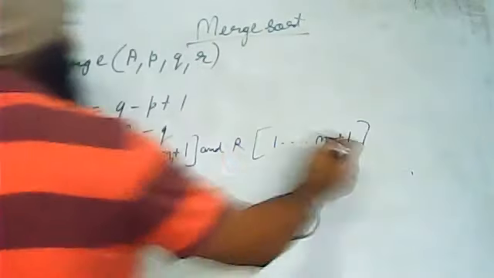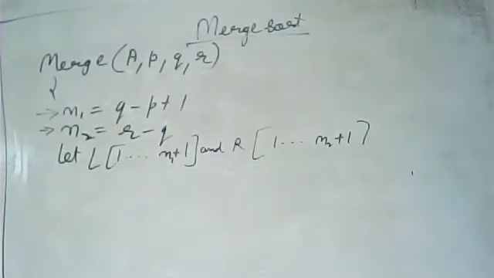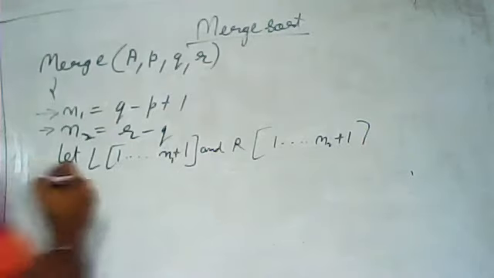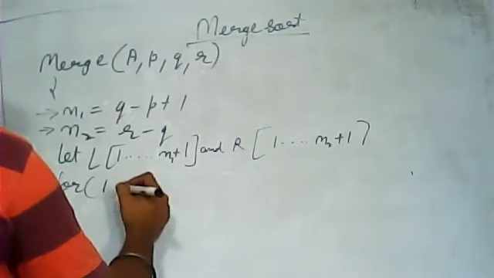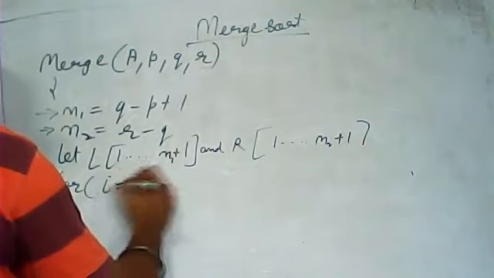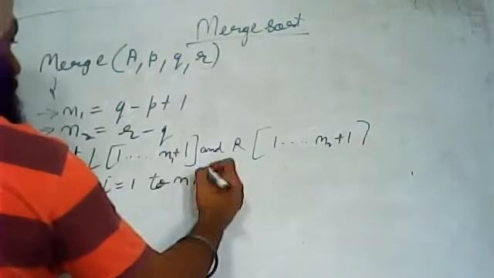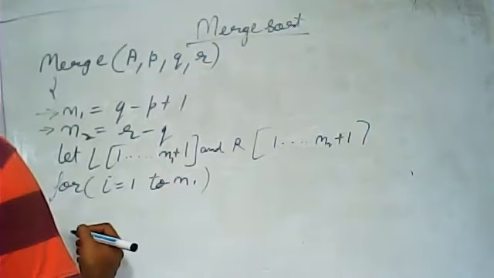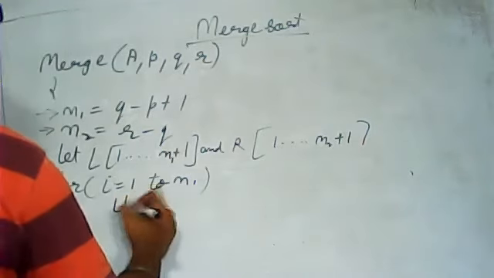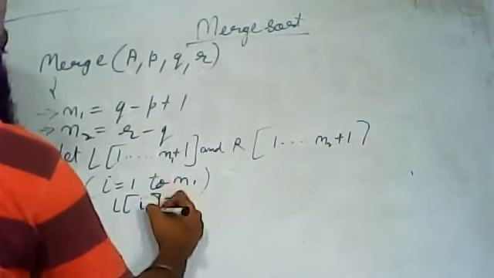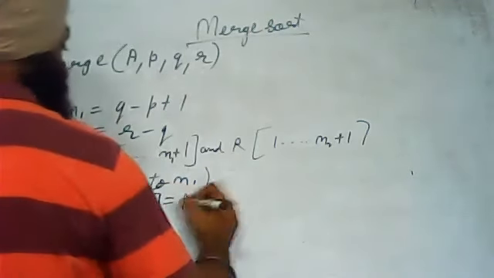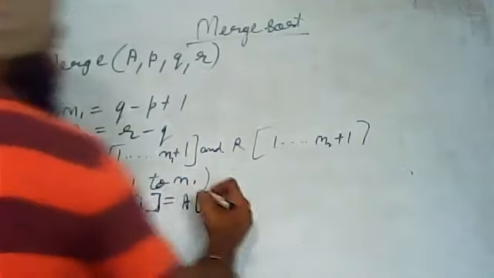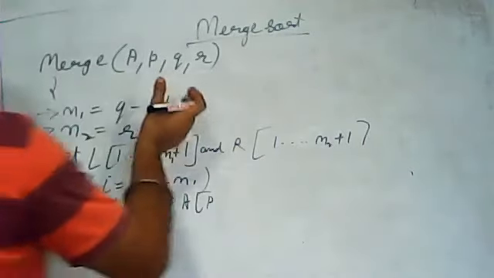Why have we taken n2, n2 plus 1 and n1 plus 1? I'll tell you with the help of examples. Now we will take a for loop where I goes from 1 to n1, and then I'll copy the elements of my original array, that is A. I'll divide the whole array because this is a divide and conquer algorithm.